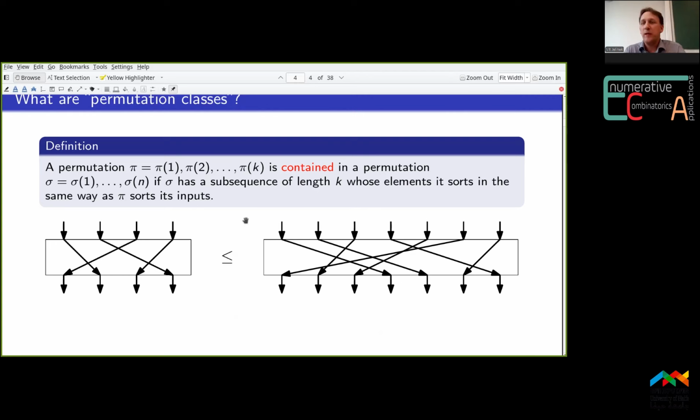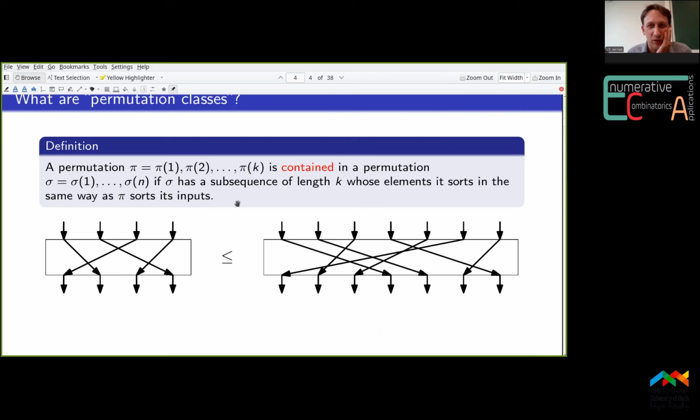So I will not be looking at completely general sets S. I will be looking at sets which are hereditary, or permutation classes, as they are also known. And to describe what I mean by hereditary, I have to describe what I mean by containment of permutations.